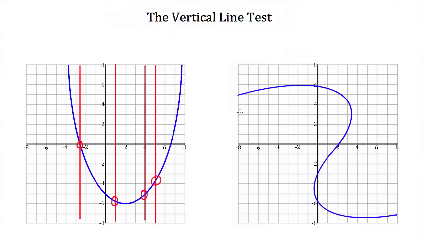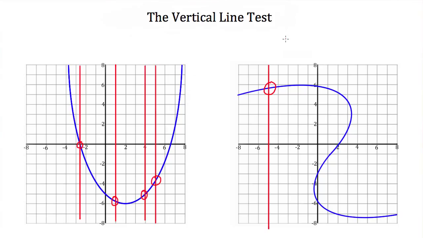Now let's look at our next graph. This appears to have an S shape. And if I draw a vertical line like this one, I can see that this vertical line intersects my S shape only one time, and that's right here. But this does not satisfy the vertical line test. The vertical line test asks us, is there anywhere we can draw a vertical line that would intersect our graph more than once?